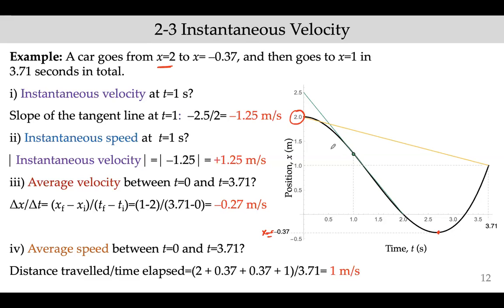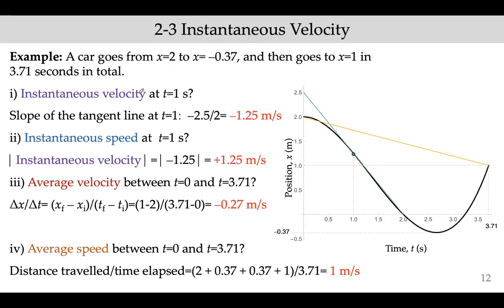And then what happens is it goes again in the forward direction, and at this time, 3.71, it reaches the position 1. Now, there are a couple of questions. Let's start with the first one.